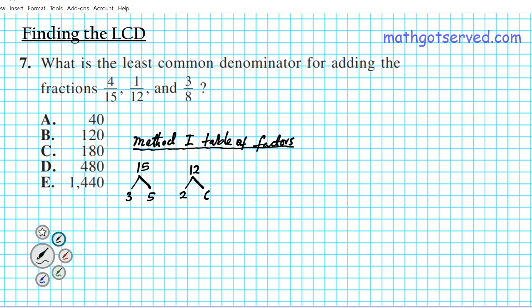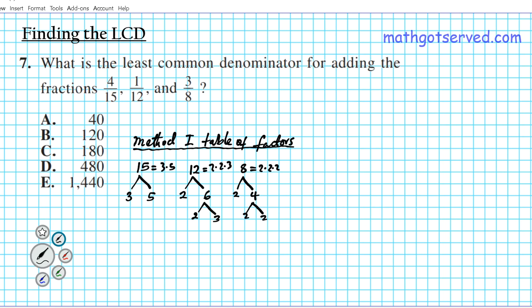2 goes into 12 6 times. And then 2 goes into 6 3 times. Alrighty, and then 8 can be decomposed. 8 is even, so 2 goes into 8 4 times, and then 2 goes into 4 2 times. So basically we can write 8 as 2 times 2 times 2. We can write 12 as 2 times 2 times 3. And we can write 15 as 3 times 5.